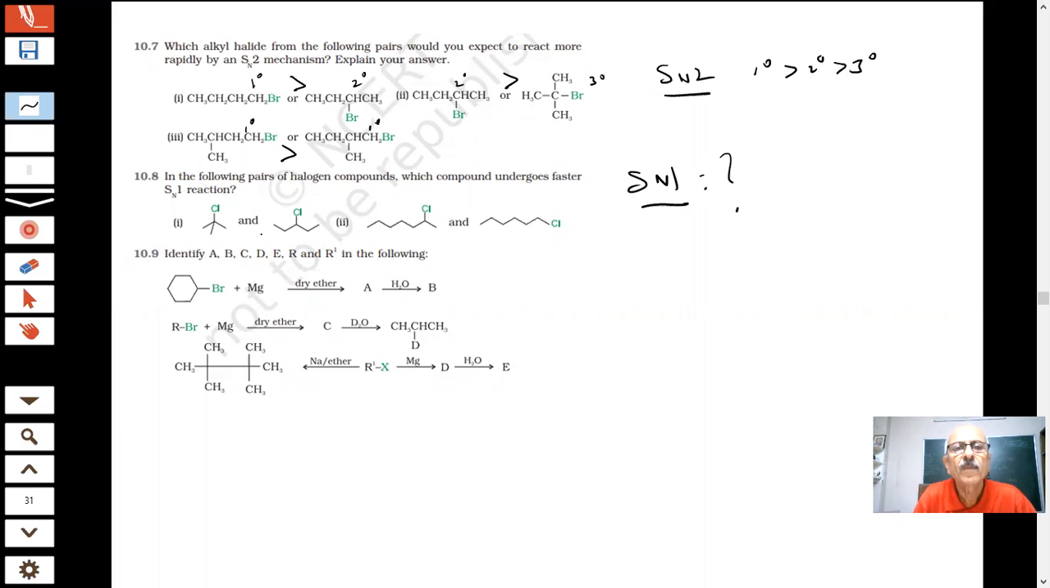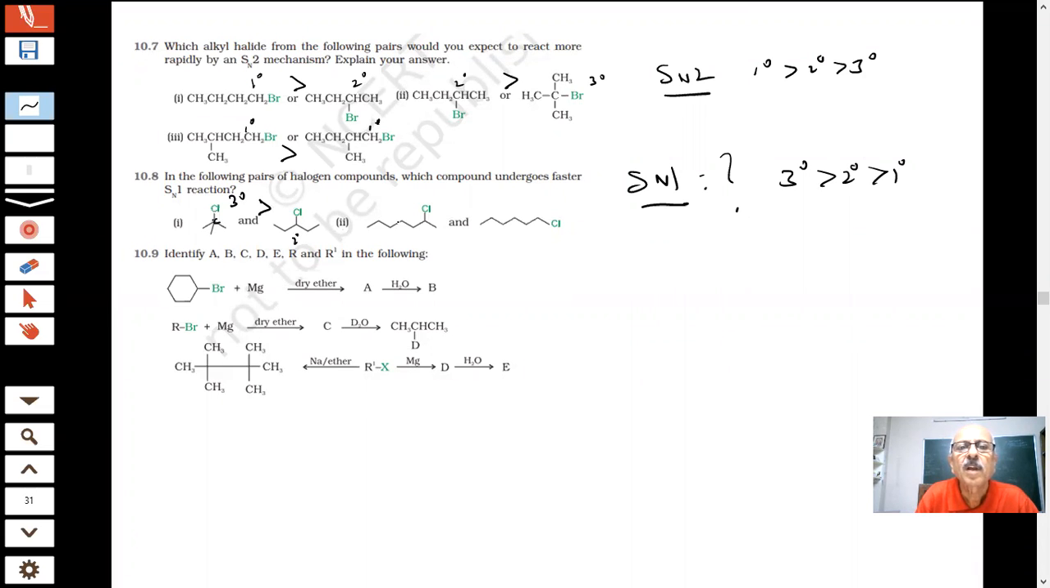Sir, the fastest will be 1. Why? Give me the reason also. Sir, because it is 3 degrees. This is the carbon, 1, 2, 3. So what is the order of reactivity of SN1? 3 degree more than 2 degree more than 1 degree. You have to remember this. Questions are coming on this basis. So this will be faster than this.